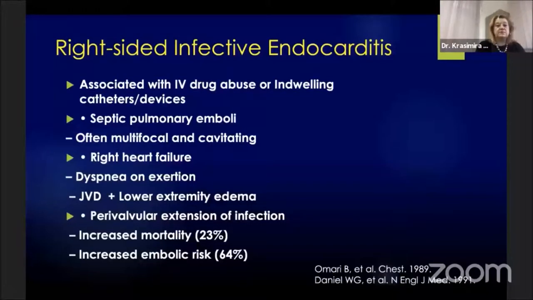Right side infective endocarditis is associated mainly with intravenous drug abuse, indwelling catheters or devices. We have sepsis, pulmonary embolism, and multifocal cavitation.